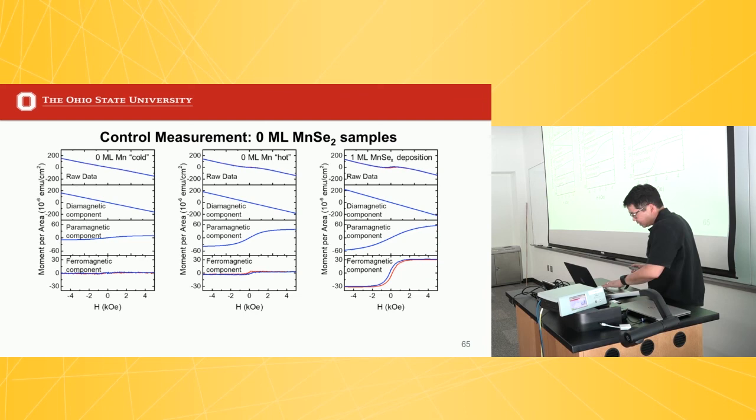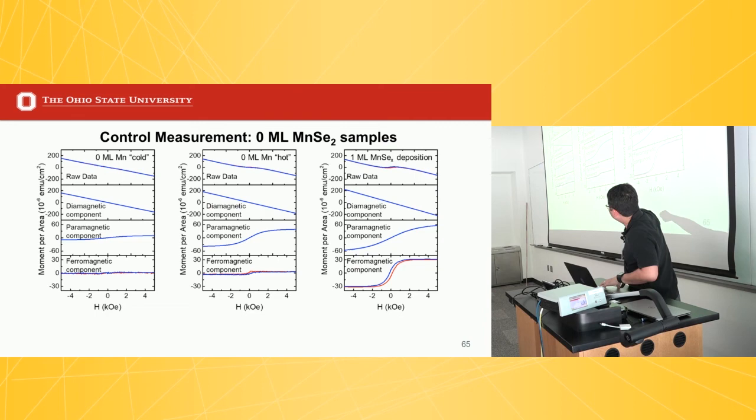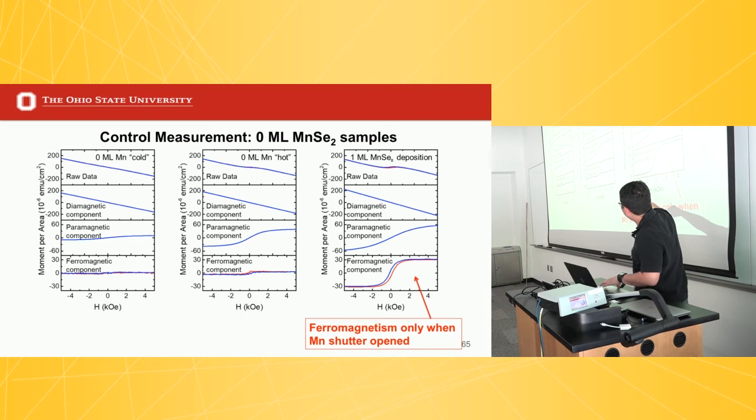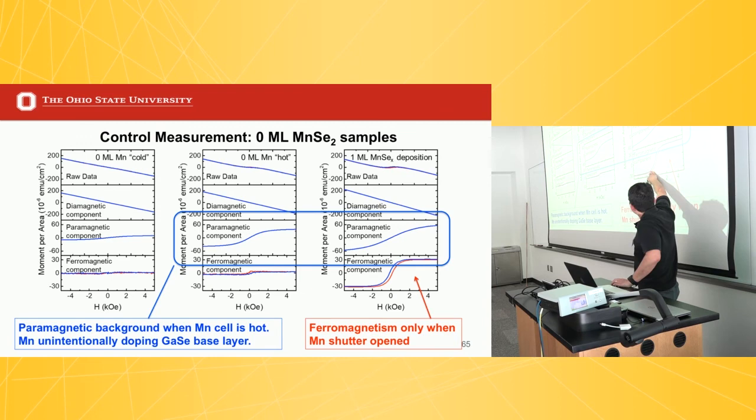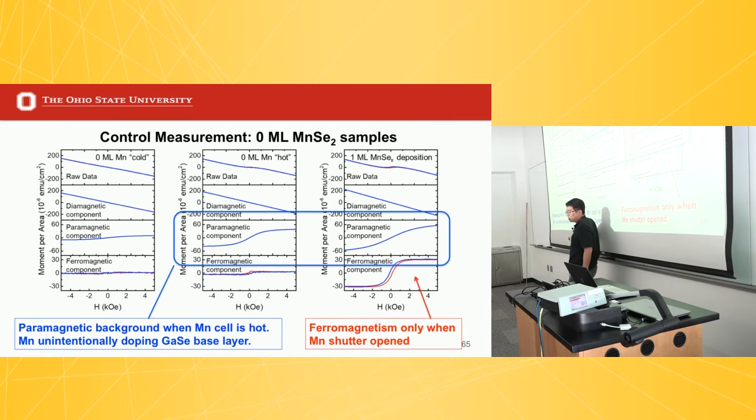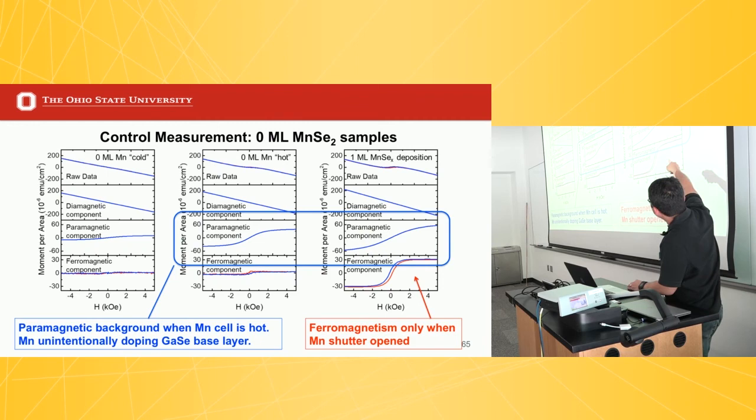And then what we find is that we have three components. We have a diamagnetic component from the substrate, and then there's some kind of paramagnetic component. The point I want to make here is that over here, we have the ferromagnetism. Over here, when we don't open the manganese, we don't have the same kind of ferromagnetic component. This is big, there might be some tiny thing here, and there's really nothing here.